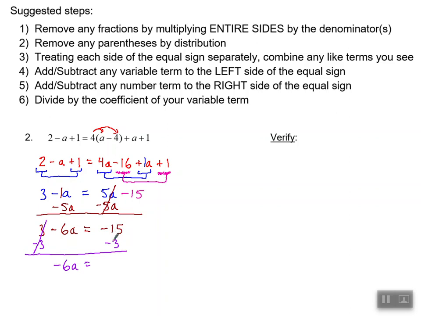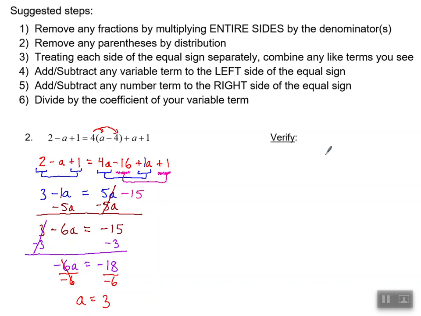And then some math here. Negative 15, take 3 more away, is negative 18. I have one last step, seems to be the same last step each time. Divide by the coefficient of our variable term. So divide by this negative 6, both sides, cross that out, and we get that a equals 3.